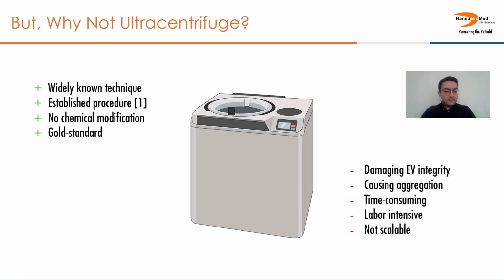But this does not necessarily mean that EV isolation through ultracentrifugation comes without any risk or any disadvantage. The first disadvantage is damaging the EV integrity because ultracentrifugation applies a high shear force on EV membranes, leaving these membranes fractionated, or damaging EV integrity in short, or they can even cause aggregation. And these two disadvantages are critical, especially for the functionality of EVs, because if your EVs are not intact, they might not deliver the same functionality or with the same effectivity.